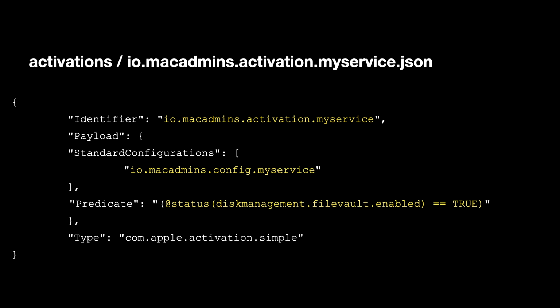And the cool thing about this is that all of those status reports that it sends back to the server, those can be repurposed for predicates. So here we're using the built-in status for File Vault, and we're only going to enable this config if File Vault is true. And this is great because if File Vault suddenly becomes false because somebody turns it off, then that config will be removed from the system.